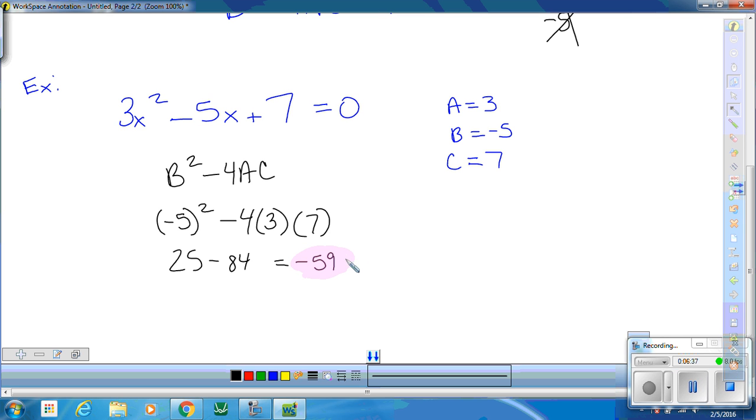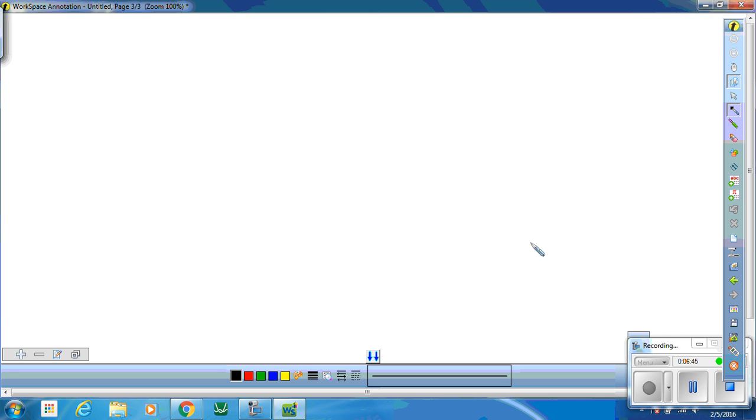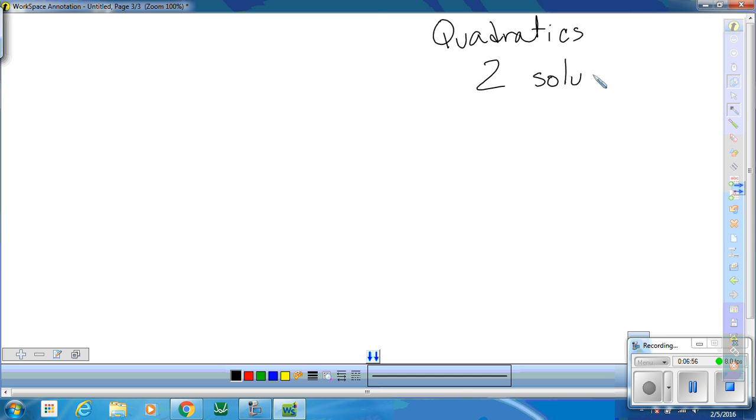And so we always want to find the discriminant first because it kind of tells us what the answer is going to be. So there's some information that you need to know about discriminants and what they tell us about the types of answers that our quadratic is going to have. Now, things to remember. Quadratics have two solutions. All right, two solutions for quadratics.